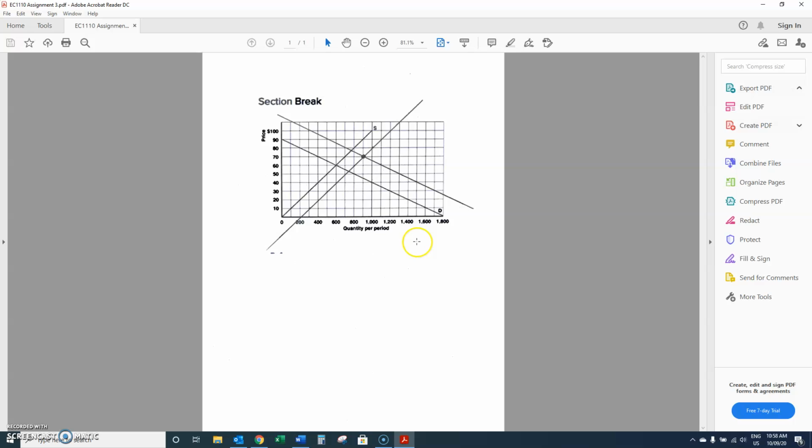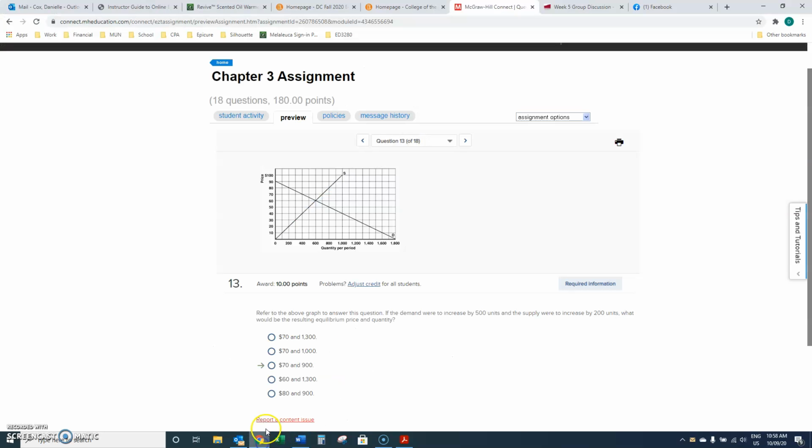Now the new equilibrium is where the new supply and the new demand curve intersect, which is right here. This is at 70 and 900. If I go back, 70 and 900 is one of the options given to us. So it's about being aware that if demand increases, it's moving to the right. If demand decreases, it's moving to the left. A supply increase is going to move to the right. A supply decrease is going to move to the left. You just have to move it over and then see where they intersect.